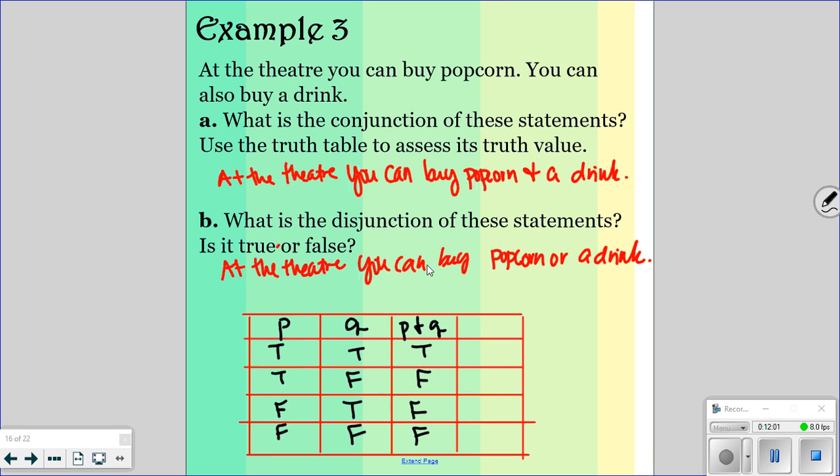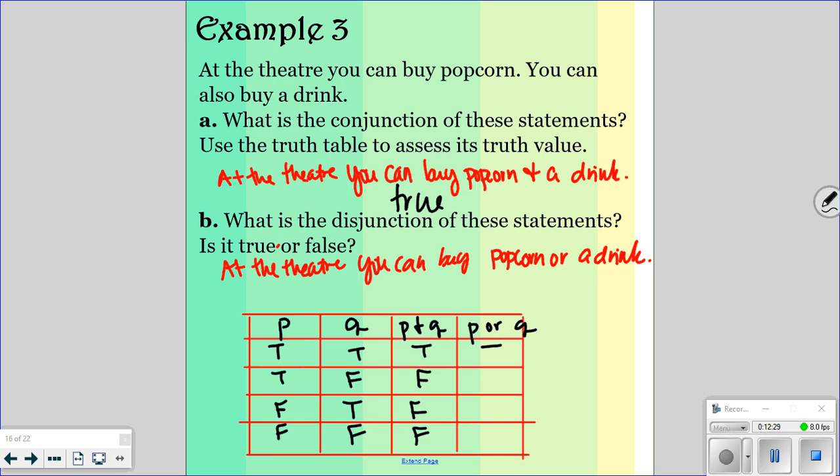So for the conjunction, it's only going to be true when both you can buy a popcorn and a drink are true. So this one is true because it says you can buy popcorn and you can buy a drink. Okay, now the disjunction would be P or Q. So that's true when one of them is true.